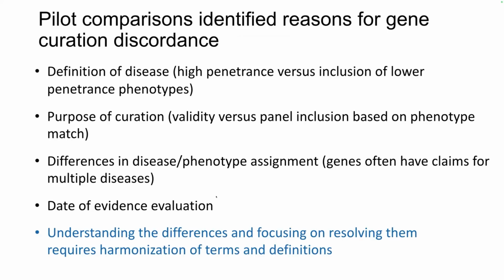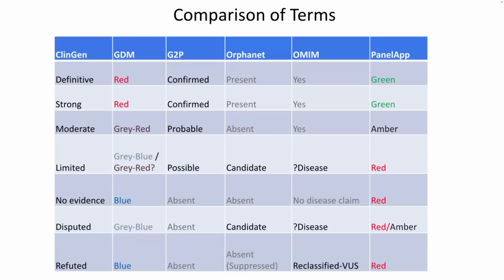Really understanding these differences helped us to focus on resolving them and harmonizing our terms, because we needed to start with the same definitions to then eventually get to the same terms. We compared our terms and they were a mess. They were all over the place. We actually had people using the same terms to mean opposite things. One group was using red to mean a strong gene disease relationship, and another one was using red to mean a weak gene disease relationship. Of course, when we were talking, we were very confused and things were all over the place. It really showed that we needed to harmonize these terms.